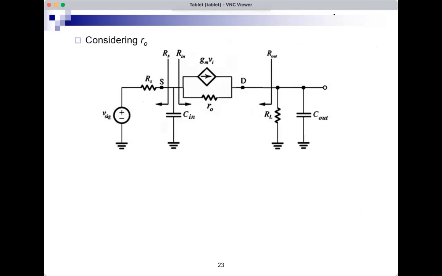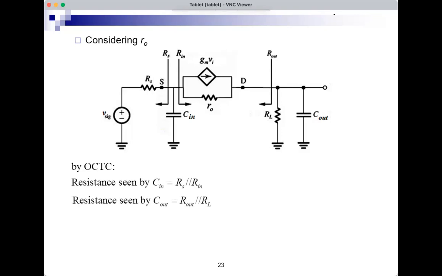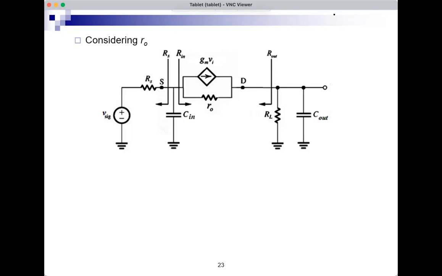If we want to consider RO, the transfer function may not be as easy to derive. But what we can do is we can apply OCTC. So I have the two capacitors, and I will find the resistance seen by Cin, and then the resistance seen by Cout. So the resistance seen by Cin, let me go back, and let's find it.